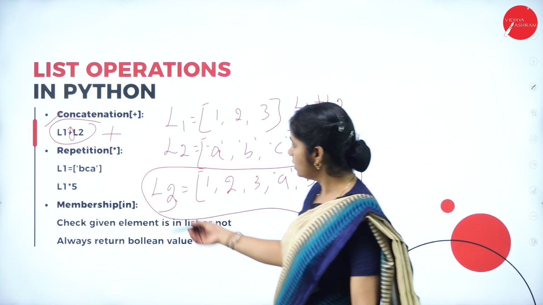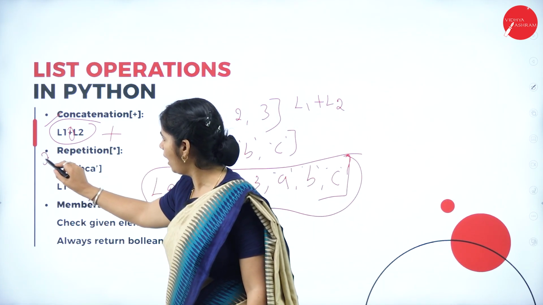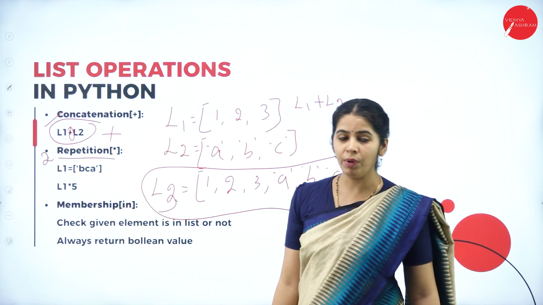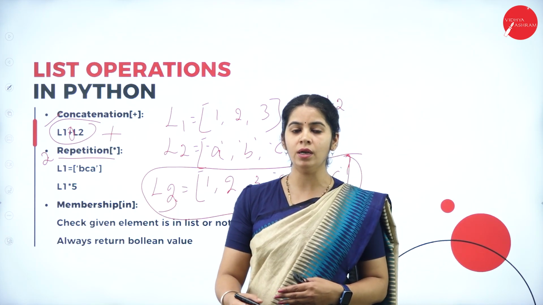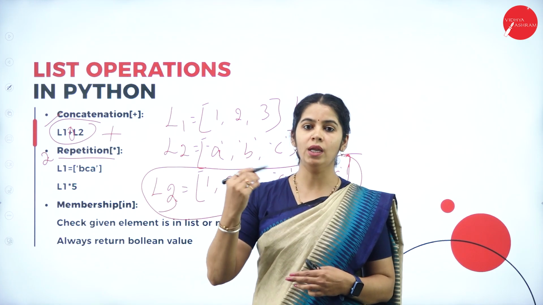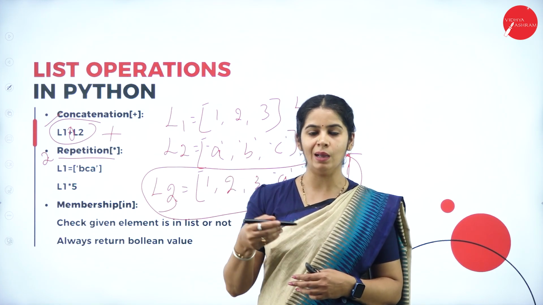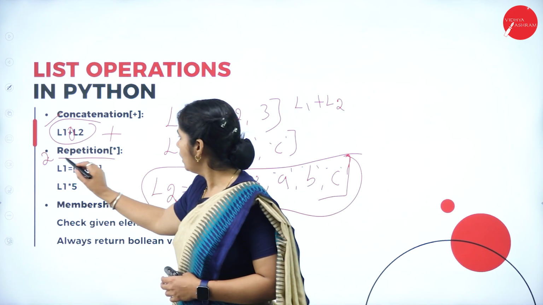Okay. So, next, the second operation is repetition. What do you mean by repetition? Repeating a particular element within the list how many times we want, that is n times. So, that is called repetition.